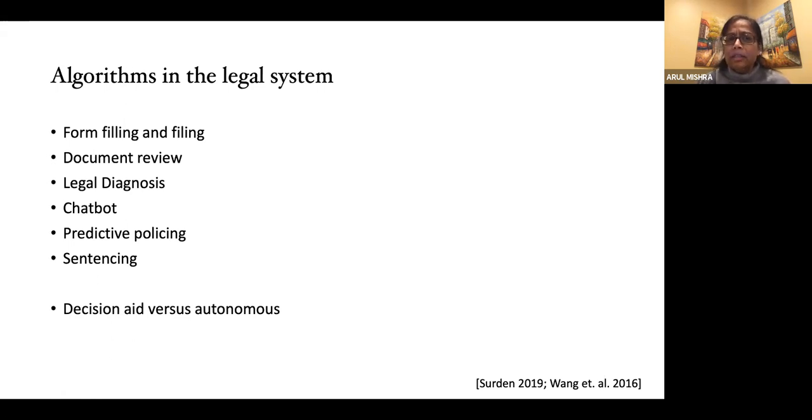And the algorithms can be of two different types. Either they can act as a decision aid, where they're just gathering a lot of information and saving time, or sometimes we might see them behave in a more autonomous manner, where they are making more decisions, for instance, like form filling and things like that. So in the legal system, we are starting to see the use of algorithms a bit.